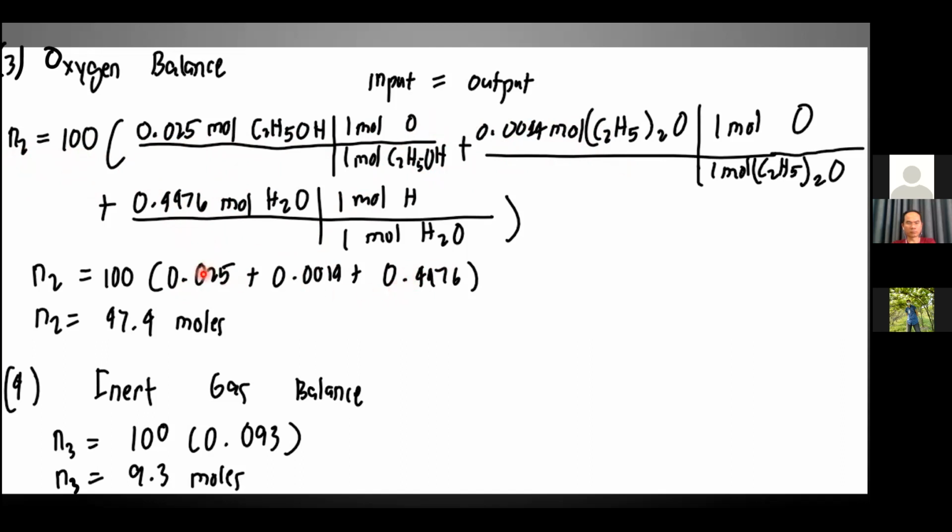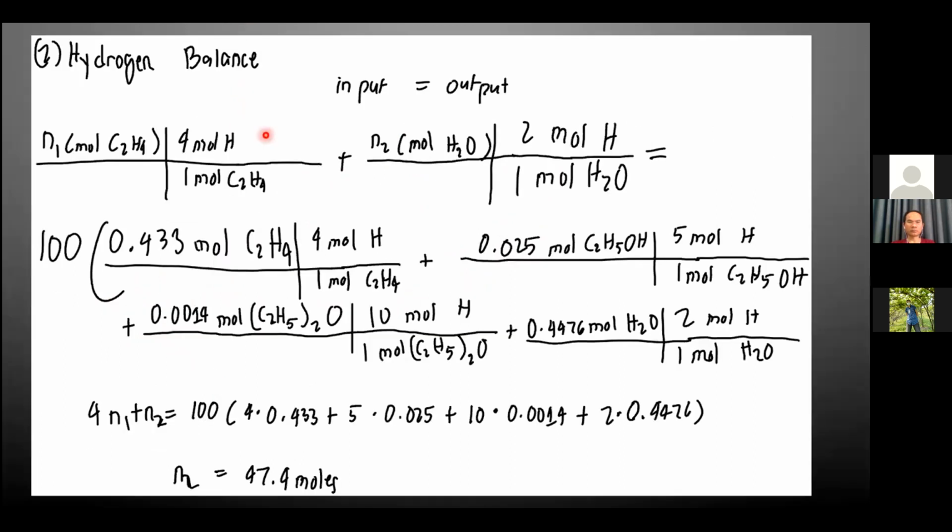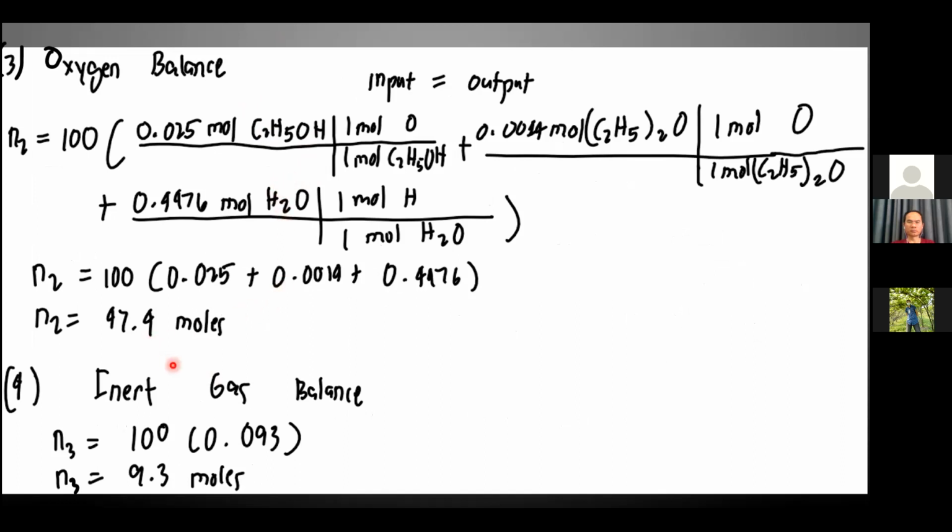And then we're going to simplify it in each of the three compounds that have oxygen. Each compound has only one oxygen, so it would be easy for us to analyze it. We're going to sum this part and then multiply it to the total moles of the product. And then after that, we get this value of 47.4 moles. So we can verify that our calculation for the hydrogen balance and the oxygen balance obtain the same result.